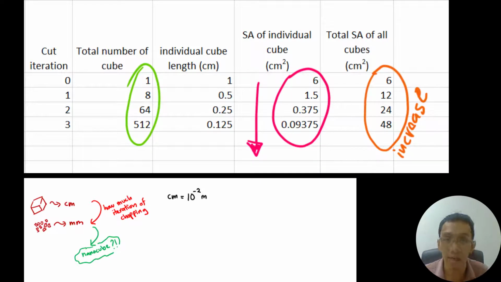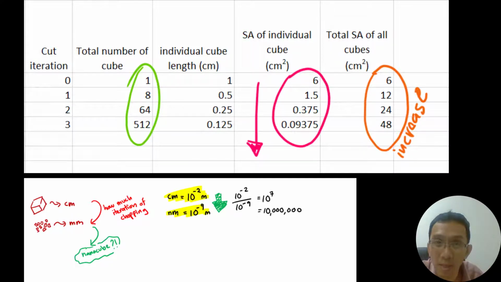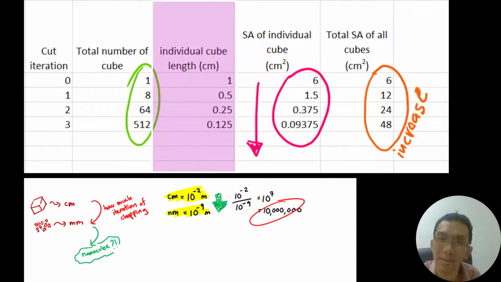And a centimeter is a hundredth of a meter. To get to a nanocube, each length must be in nano length. Nano is a billionth of a meter. From centimeter to nanometer, you have to go smaller by 10 million times. In other words, after scaling down 10 million times, you will reach 10 to the power of negative 9 meter. But here the column is in centimeter.